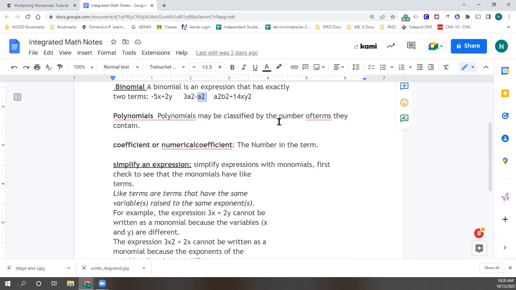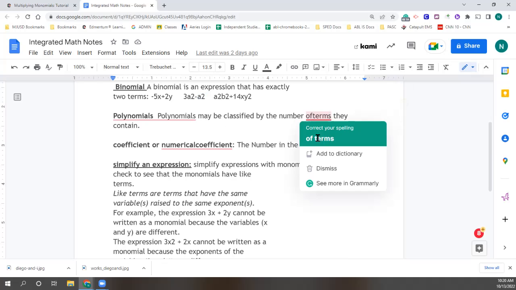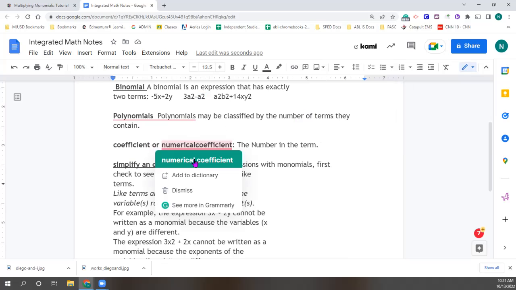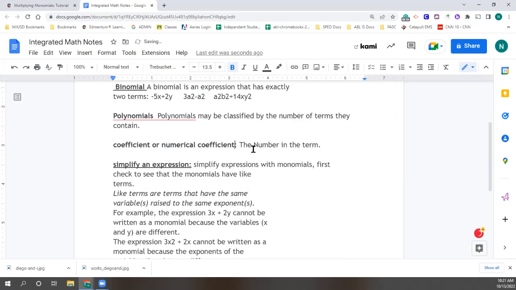Polynomials may be classified by the number of terms they contain. So there might be 3 terms. There might be 4 terms. The coefficient or numerical coefficient is the number in the term. So negative 5 is the numerical coefficient. The 2 is the numerical coefficient in that term.